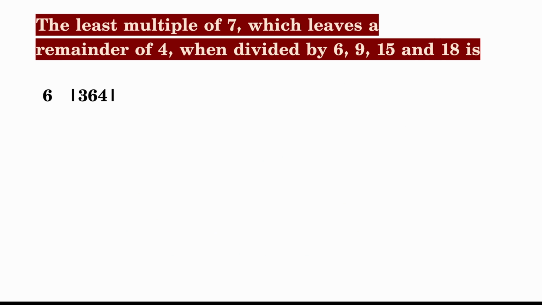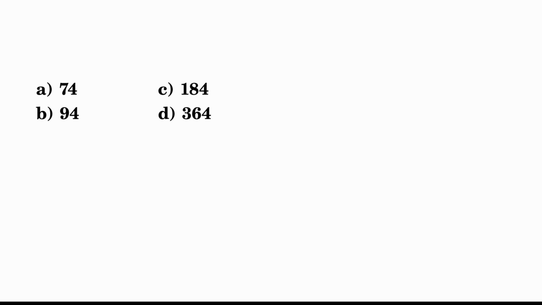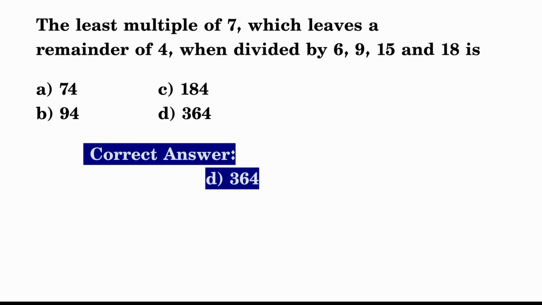So let's try 364 with the second condition, which is 6. Try to divide it: 6 times 60 equals 360. So the remainder it gave me is 4. The second number, which is 9, divided by 40, that gives me 360. And the remainder gives me 4. So we know that this number, 364, worked with our first condition as well as the second condition. So if we look at the options, we see that option D is the correct answer, which is 364.